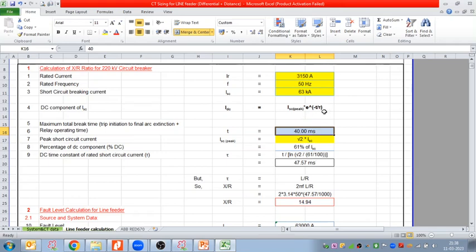Tau is the time constant. With the help of the time constant we will calculate the X by R also. IDC would be this 61 percentage of the ISC, because 61 percentage my breaker can break. So I'm taking the same, how much the DC percentage we have, 61 percentage of the ISC.